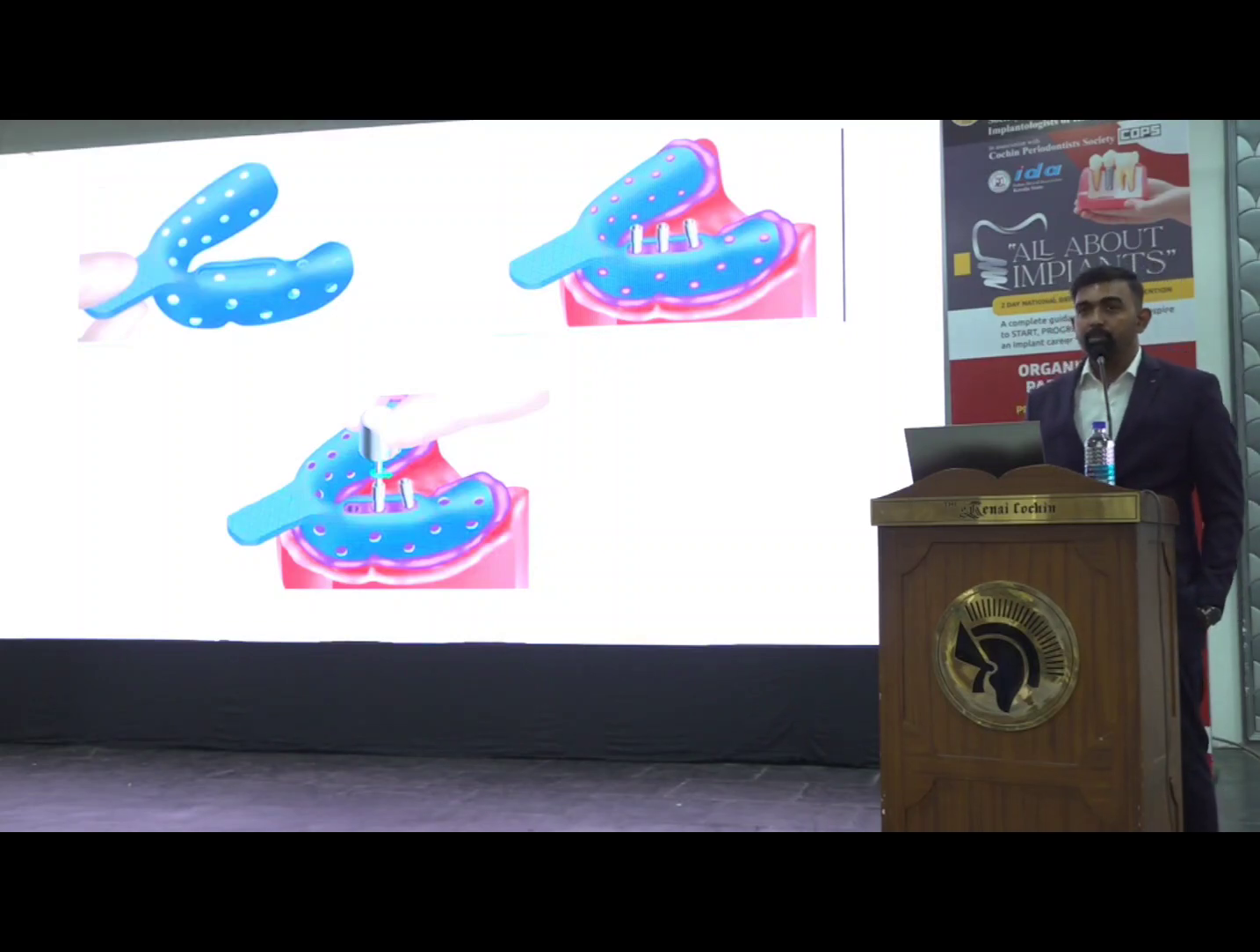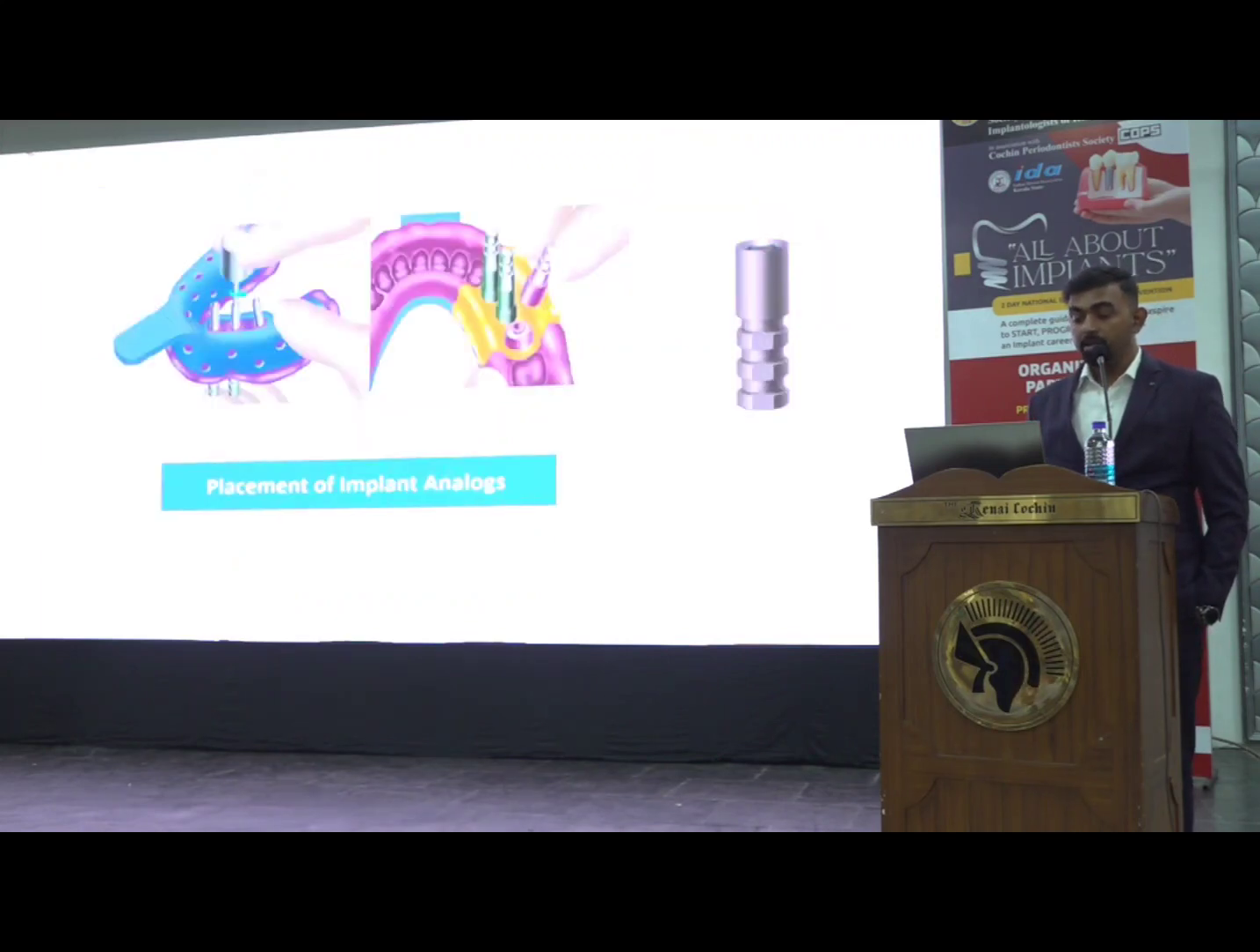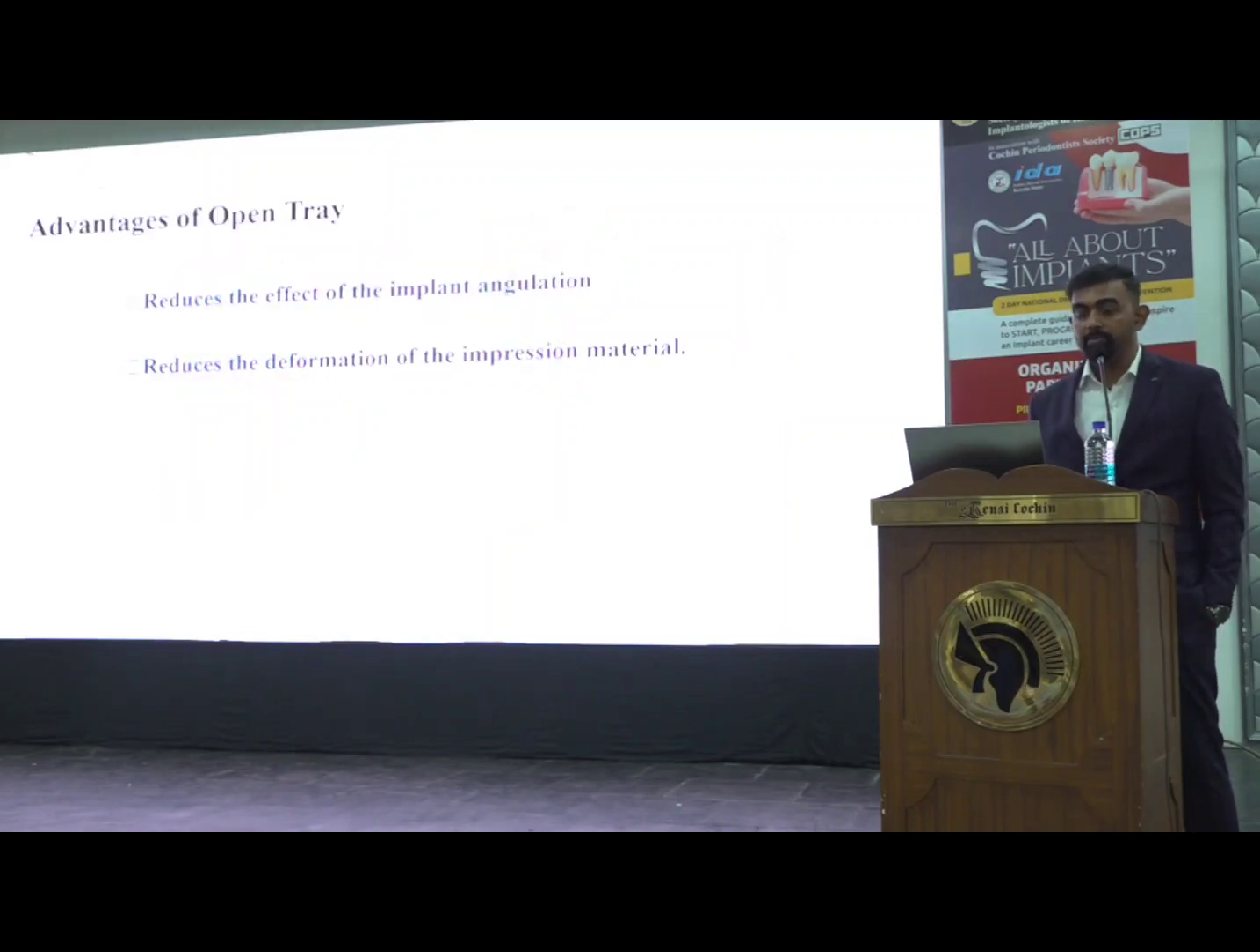And after that, apply light body around the impression coping and load the tray with medium body or heavy body impression material. And place it in the patient's mouth. Once the material polymerizes, you can unscrew the impression coping screws and take it out and attach the lab analog. And after that, we send it to the lab.